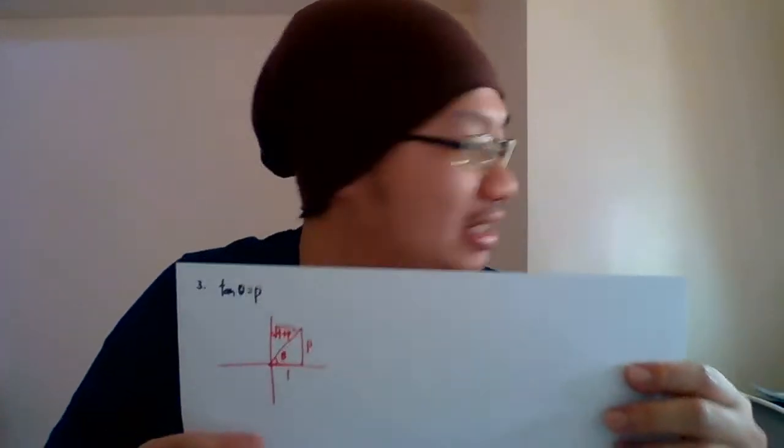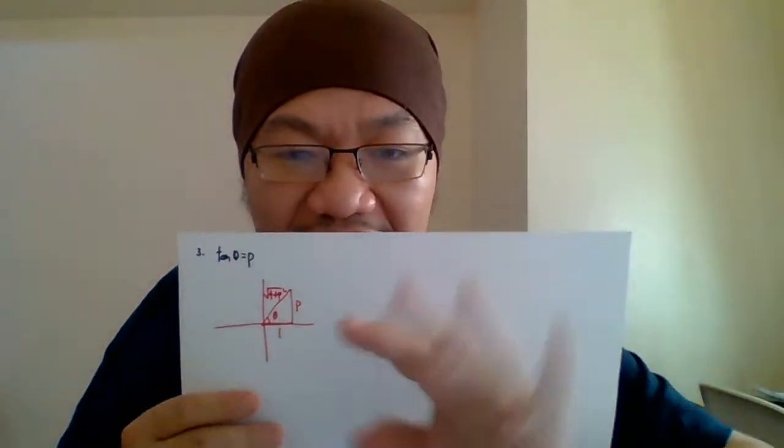So P over 1, right? P over 1. So this one will be 1 plus P squared. Okay. So guys, first thing, before we solve the problem, you must sketch the diagram.